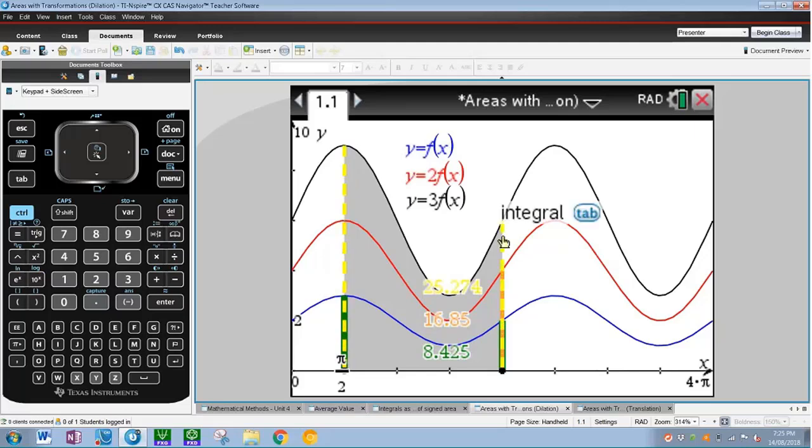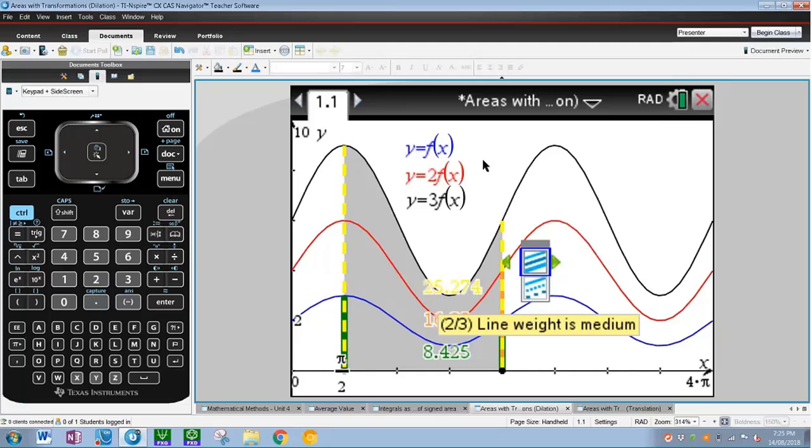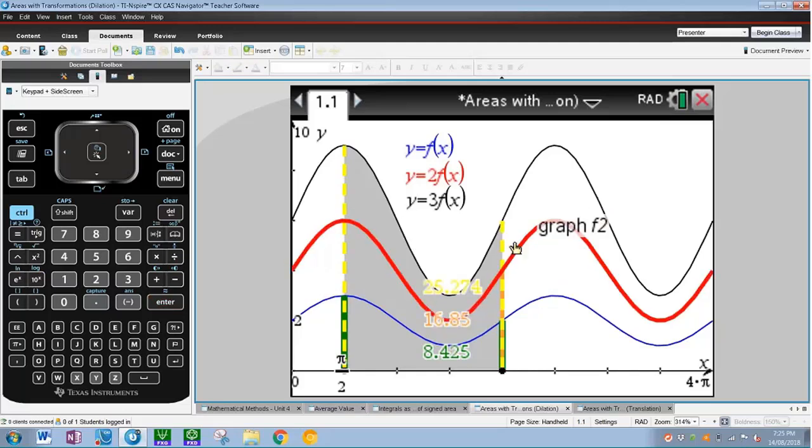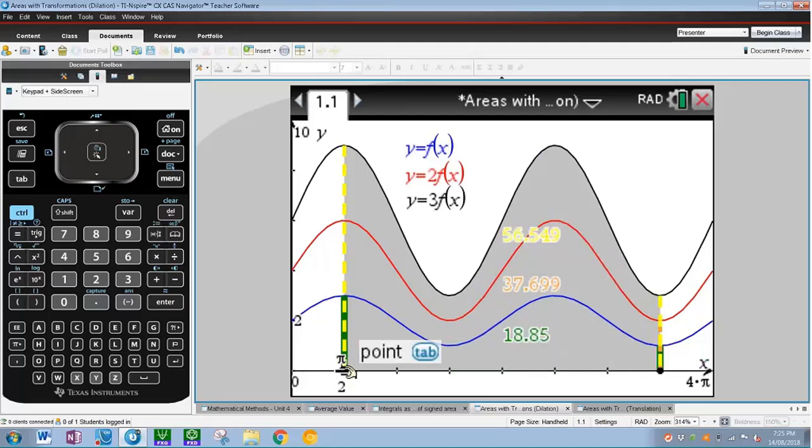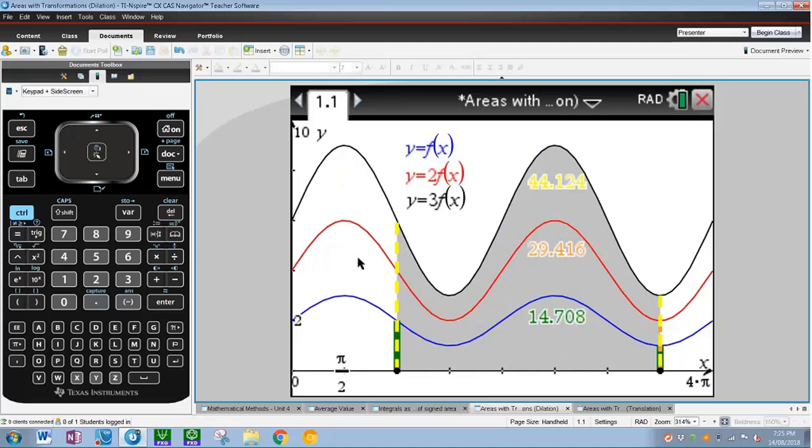Let me just quickly change that. It's a bit too thin. There you go. I think that fixes it. So we can do that. And between these two walls, you can get the area of 25.274, which is about 3 times the area that we got at the bottom. So that's not just for these two values. You can grab this bottom point and move it to any place you want, and the relationship continues to hold that the yellow area is 3 times the green, and the orange area is twice the green.